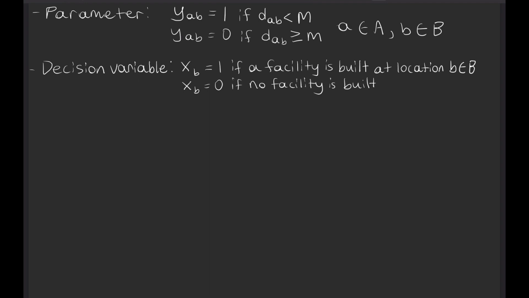So that's our parameter. Next, I'm going to talk about our decision variable. Our decision variable is going to be XB, and we're going to set it equal to 1 if a facility is built at location B of set B, and we're going to set the decision variable to 0 if no facility is built at that possible location. If we set it to 0, it'll also eliminate it from our sum, because it'll be 0 and it won't be factored in.